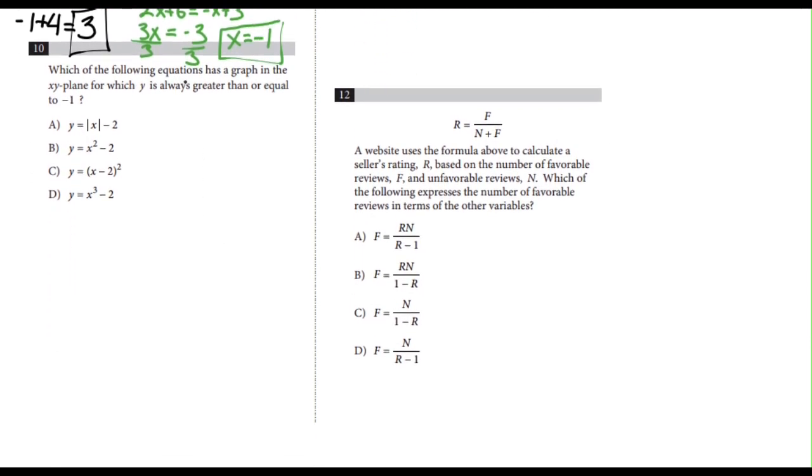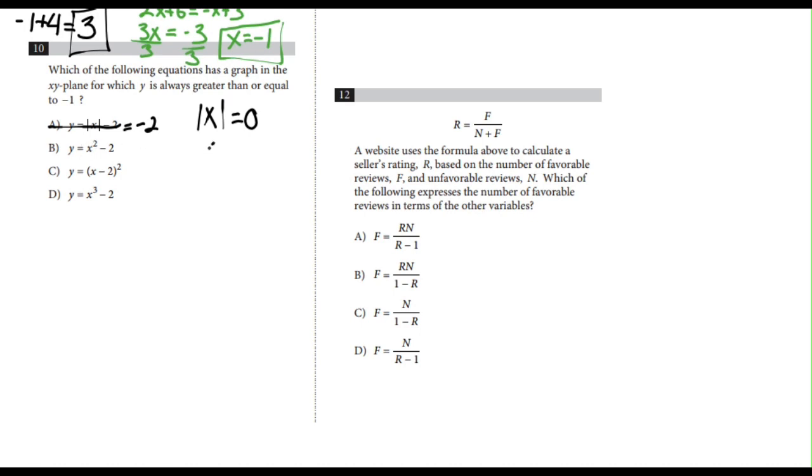Number 10. Which of the following equations has a graph in the xy plane for which y is always greater than or equal to negative 1? So we need to think about the smallest value that ends up coming out for whatever the situation for x is, and then how we can apply the rest of the operations. For example, this absolute value of x, the smallest number that you can get out of here is going to be 0. And so if we have 0 minus 2, that would give us negative 2, which is not greater than or equal to negative 1, so it cannot be A.